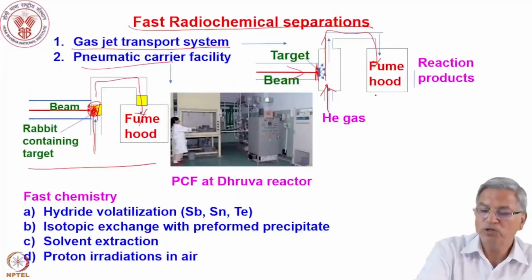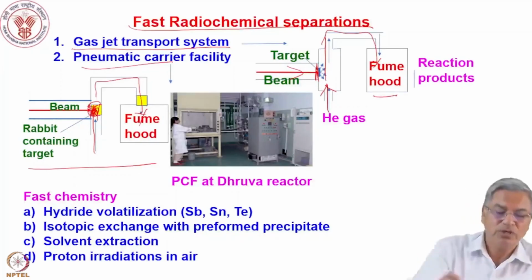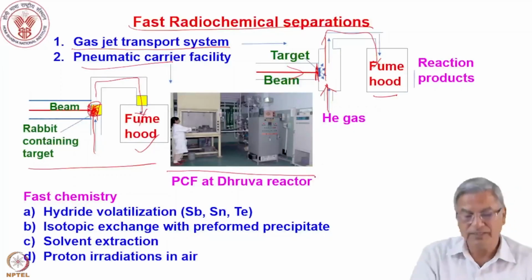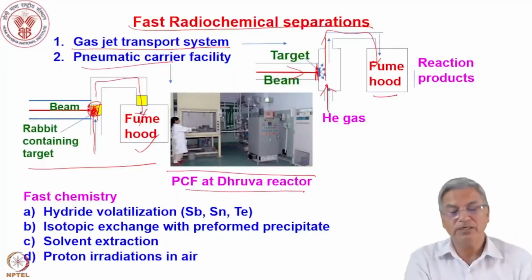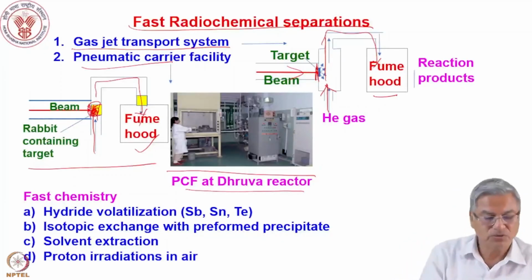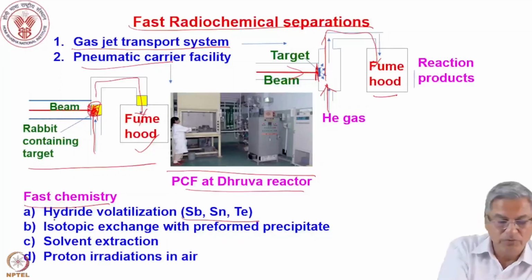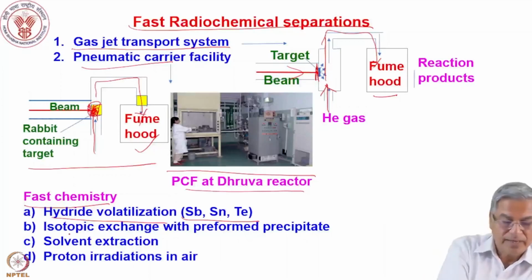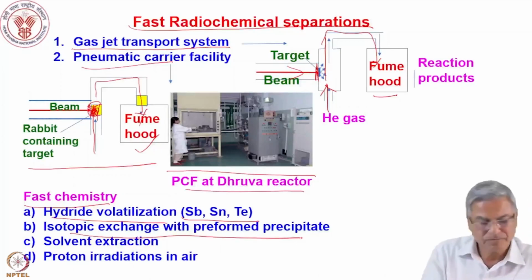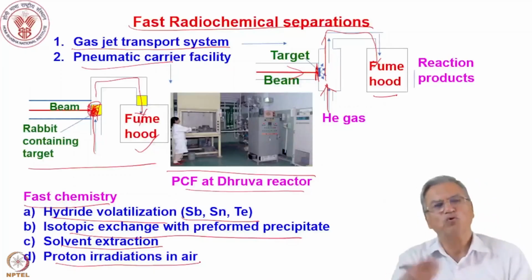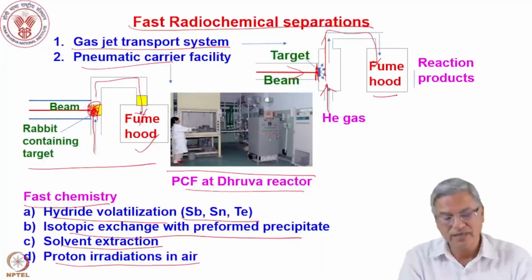In the gas jet transport system you have only the reaction products, whereas here you have the target also. This is a typical pneumatic carrier facility in the Dhruva reactor, which colleagues have built, where you can carry the rabbit to the fume hood for the chemistry. Examples of fast chemistry: antimony, tin, tellurium can form hydrides and be separated within a few seconds. Others are isotopic exchange with preformed precipitate and solvent extraction. In accelerators, for proton beams, you can even irradiate in air.